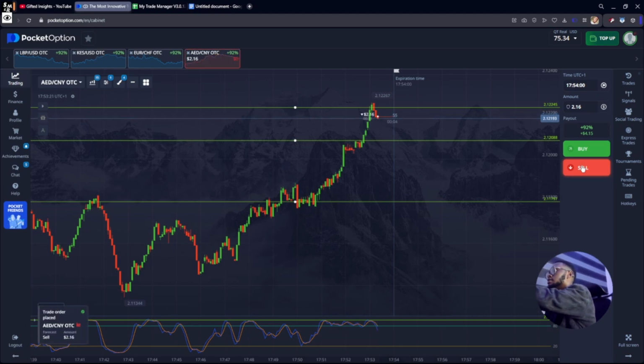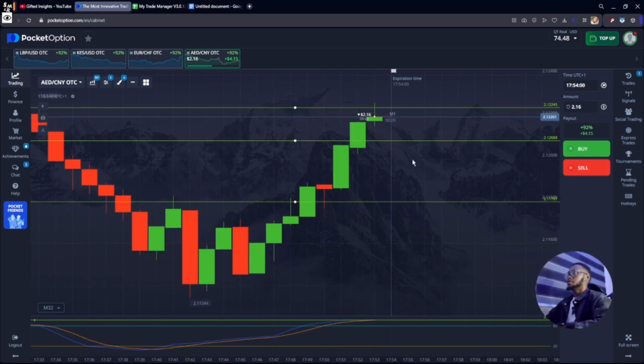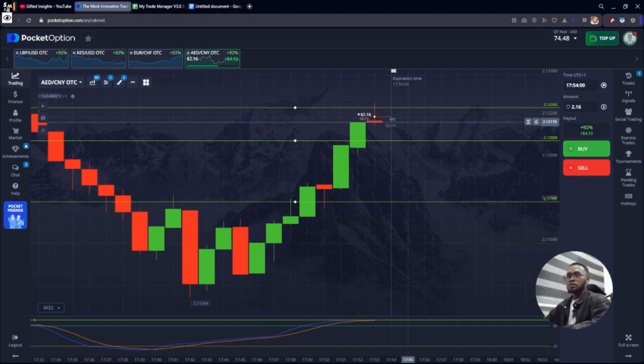3, 2, 1. So let's take sell. Let's see the outcome of this trade. Would we win it?